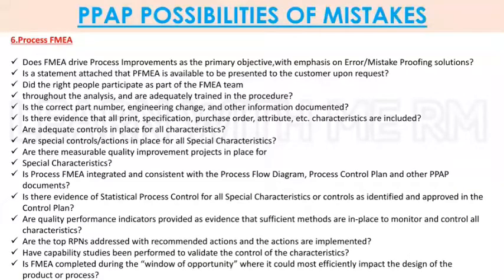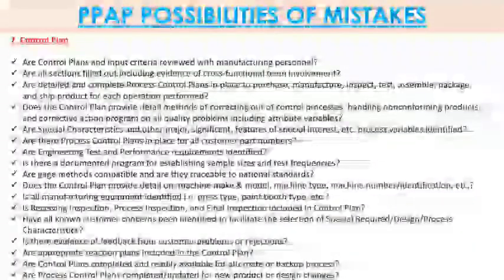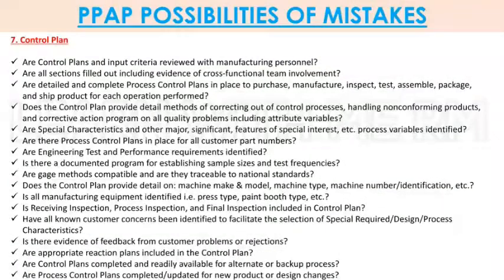Is FMEA completed during the window of opportunity, where it could most efficiently impact the design of the product or process? Is there evidence that the failure modes with action are carried over to the process control plan? Notes: high-risk failures need to be addressed first. 7. Control plan. Are control plans and input criteria reviewed with manufacturing personnel?